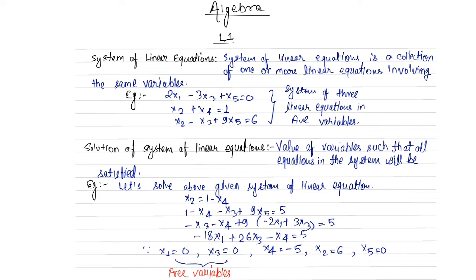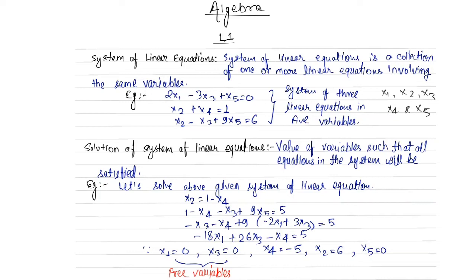The second equation is x2 plus x4 is equal to 1, and the third is x2 minus x3 plus 9x5 is equal to 6. So these three equations are called a system of three linear equations in 5 variables. The 5 variables are x1, x2, x3, x4 and x5, and we have 3 equations here, 1, 2 and 3.